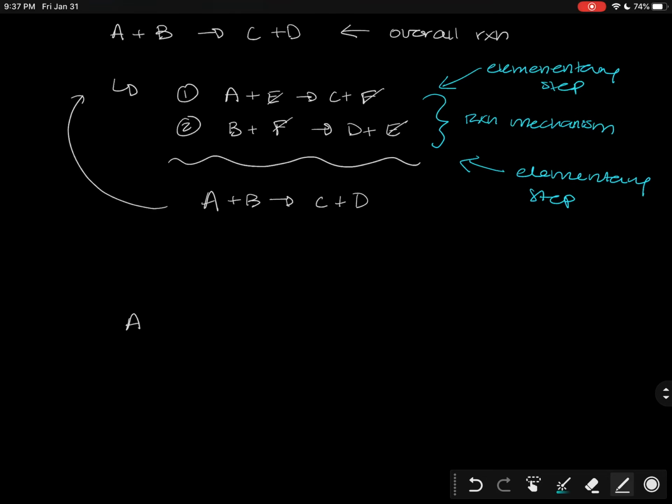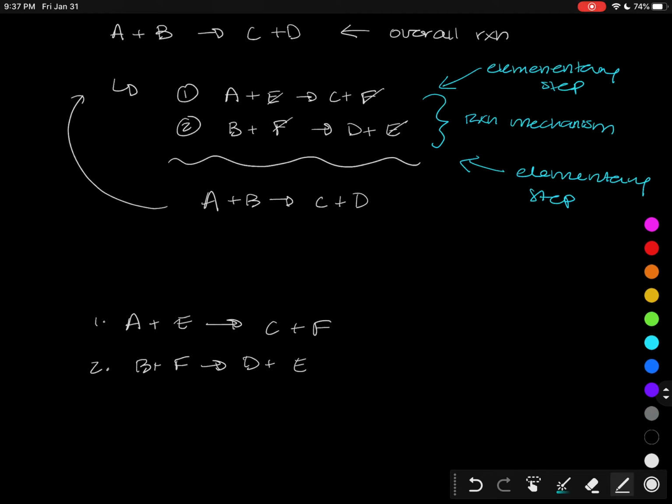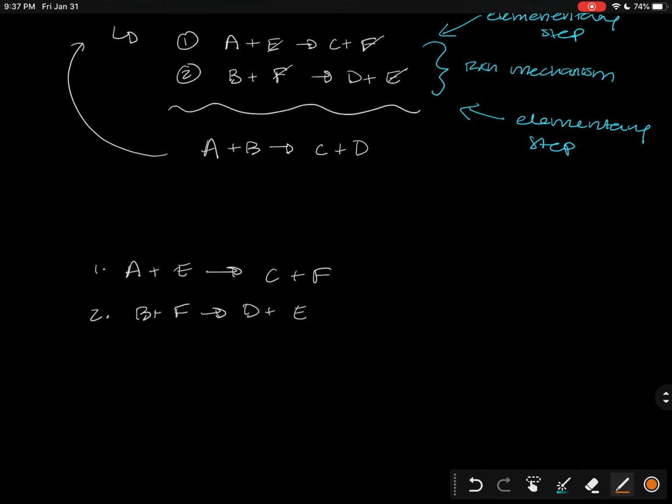So if we're given our elementary steps, let's just rewrite what we already have. And B plus F goes to form D plus E. We would need to know something about the overall rate. So maybe it's like one's faster, one's slower. So let's designate that. So let's say that the second one's actually our slow step, and the first one is our fast step.